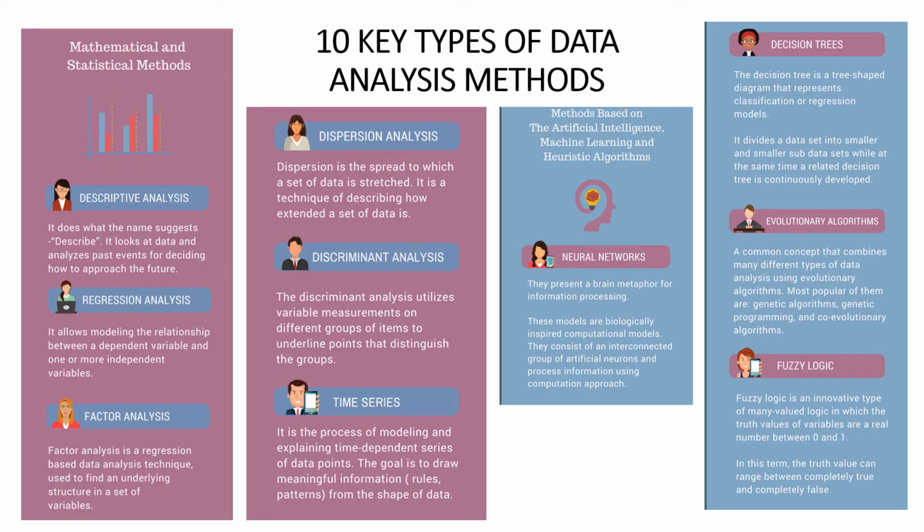Okay, these are 10 key types of data analysis methods. For the mathematical and statistical methods, you may use descriptive analysis, regression analysis, factor analysis, discriminant analysis, or time series. While for the methods based on artificial intelligence, machine learning, and heuristic algorithms, you may use neural networks, decision trees, evolutionary algorithms, and fuzzy logic. Basically, for artificial intelligence, you need to use software.